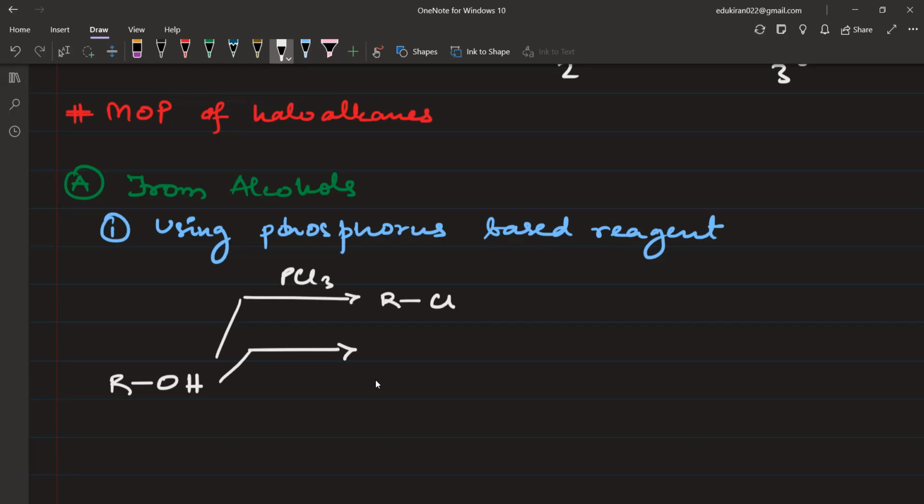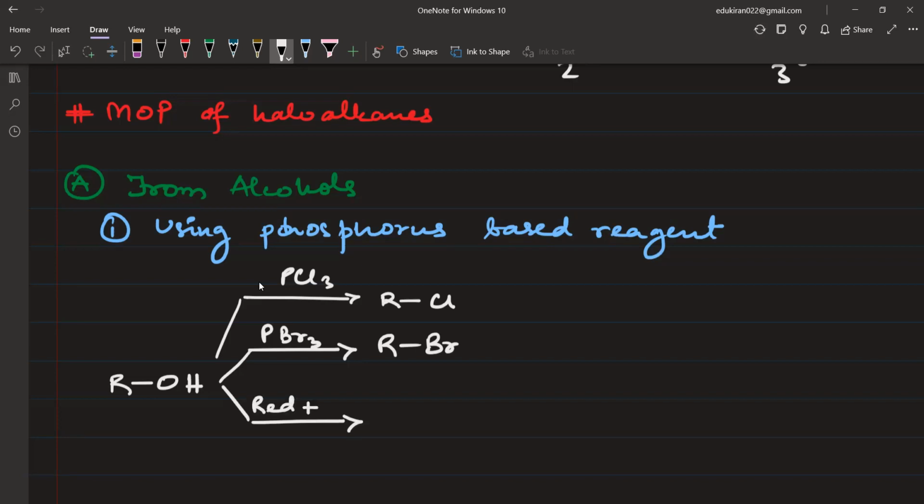PBr3. It is going to make what? Tell me, any guess? What will be formed if we have PBr3? R will be attached with which halogen? Br. You are having so much difficulty guessing even this. Please guess. Even if you have not done the reactions, guess it.